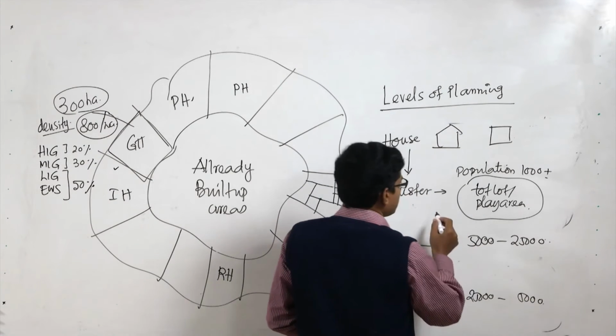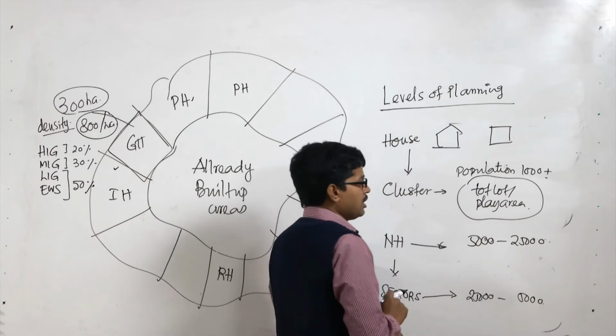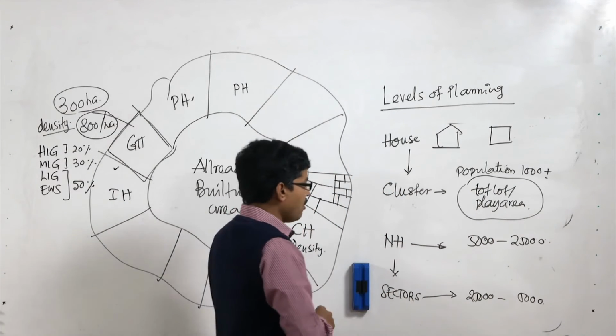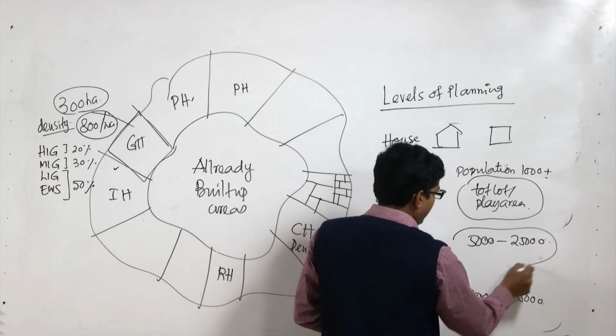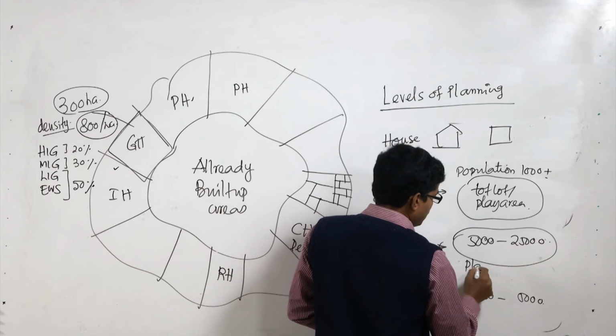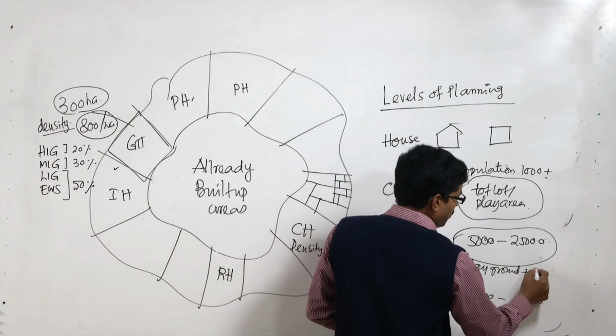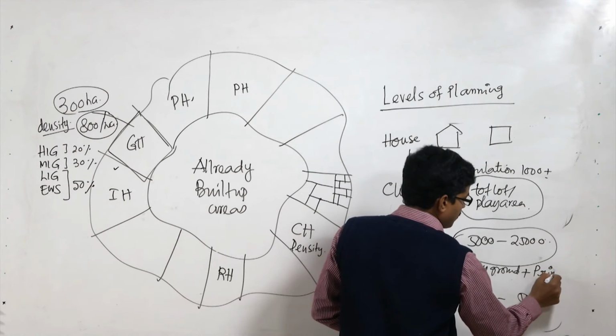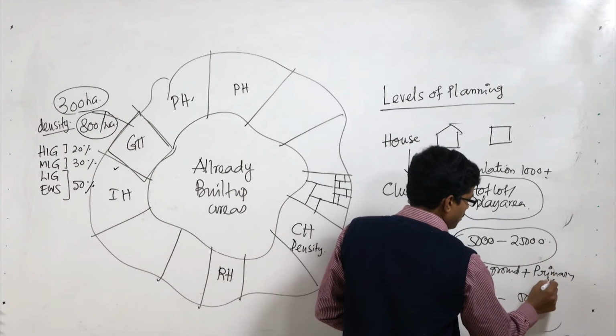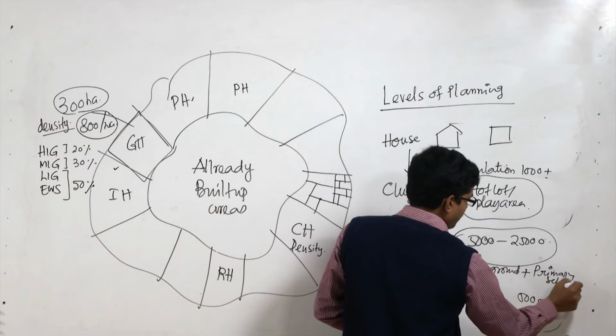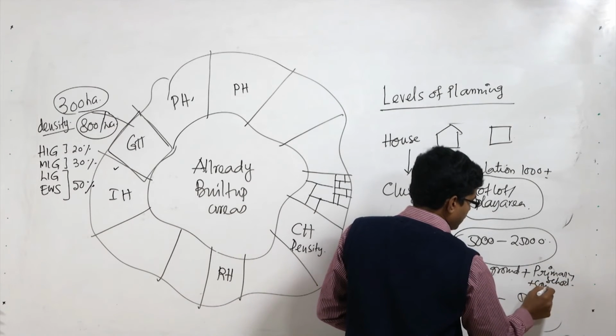One cluster is defined by a common tot lot or community area, whereas one neighborhood is defined by one playground for the older children, one primary school and a commercial area.